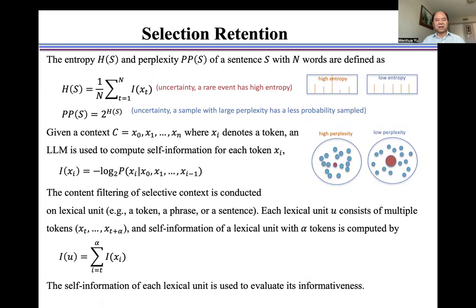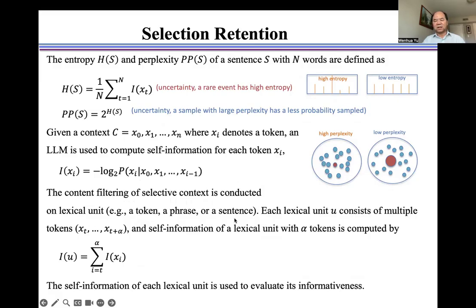The entropy H and perplexity PP of a sentence S with n words are defined as here and in these two figures. Given a context C where x_i denotes a token, a large language model is used to compute self-information for each token x, as shown here. The content filtering of selective context is conducted on lexical units.